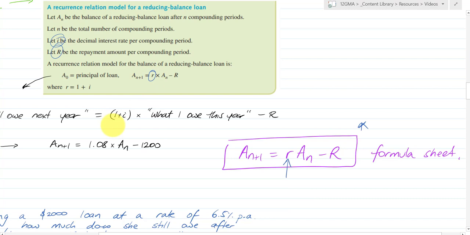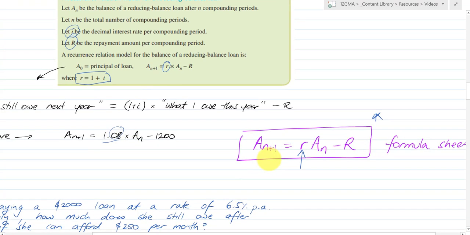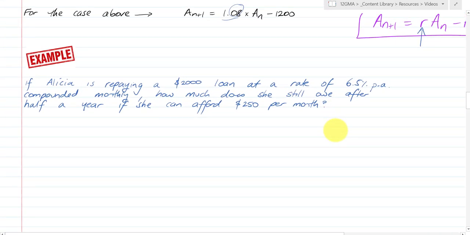This R here is also in the textbook, and they're saying that R is equal to 1 plus I. So I is 8%, which is 0.08 here, and then the actual rate is 1 plus I. So just make sure that you get that right. So let's have a look at a couple of examples.